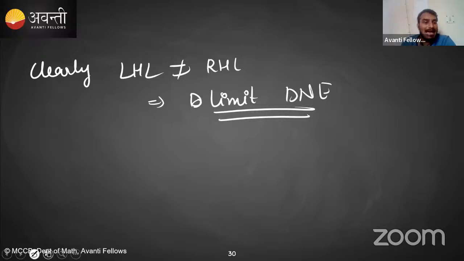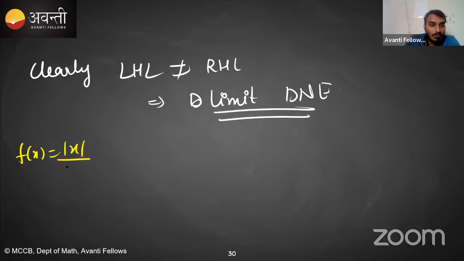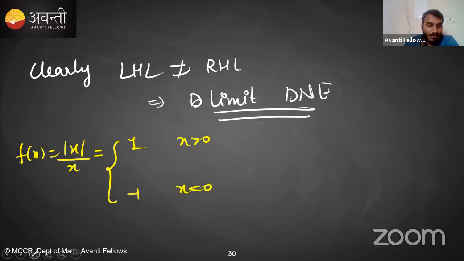Okay. And directly also you can say, right? How can you say directly? See, what is f of x? f of x is nothing but mod x upon x, right? And it is nothing but signum x, right? This is nothing but signum x. This function is 1 when x is greater than 0. This function is -1 when x is less than 0, right?